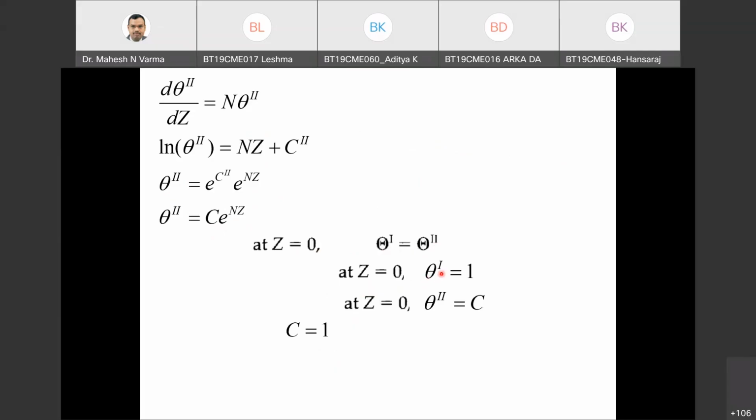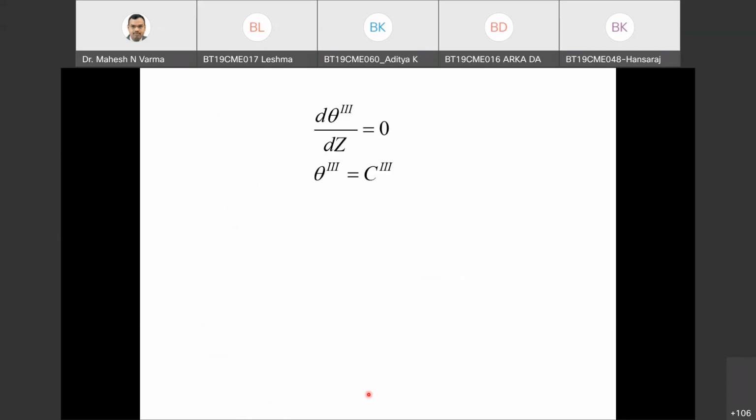At z equals 0, theta 2 equals c, hence this capital C equals 1, hence theta 2 equals e raised to nz. This will be the solution of this second differential equation with this boundary condition. Now substituting at z equals 1, theta 2 equals e raised to n. Now this will be used for the third boundary condition, the third differential equation.